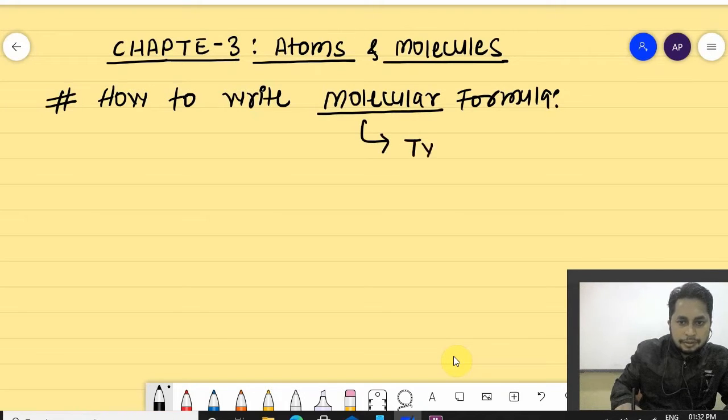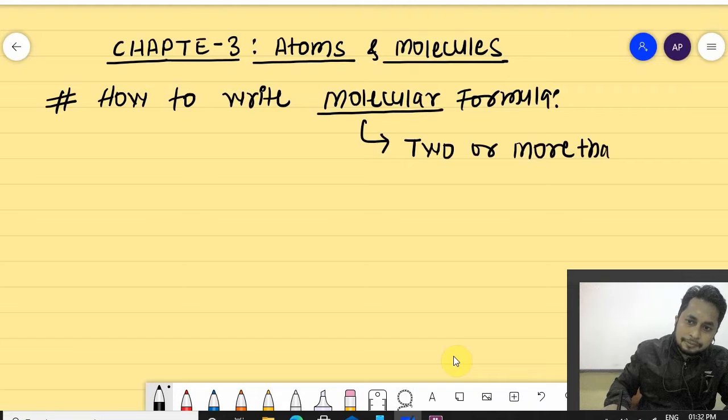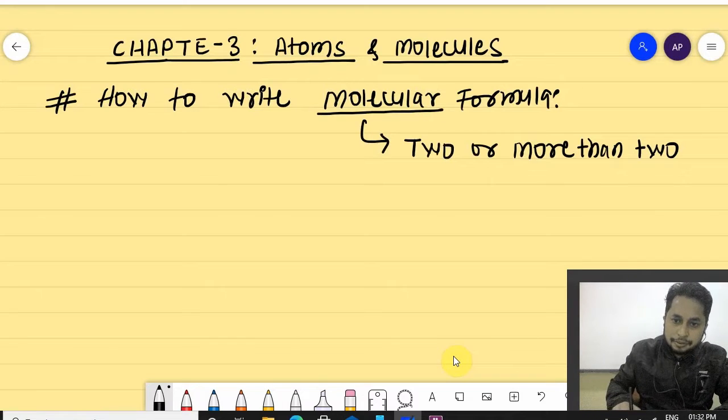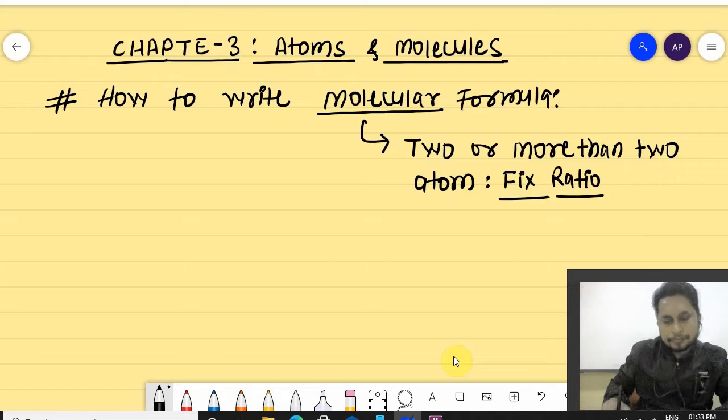When two or more than two atoms combine in a fixed ratio, they will form a molecule. So two or more than two atoms are required, and the second most important thing is they will be in a fixed ratio.